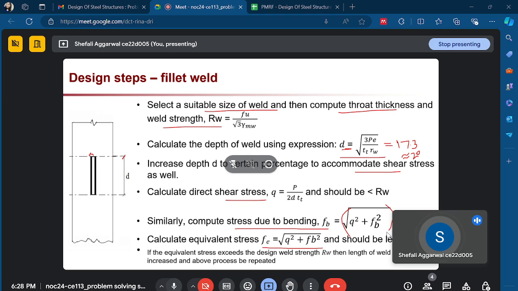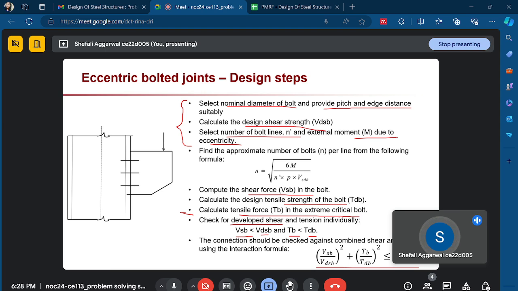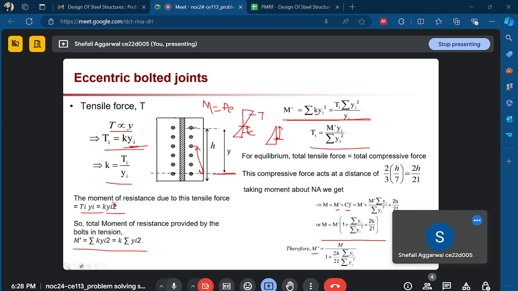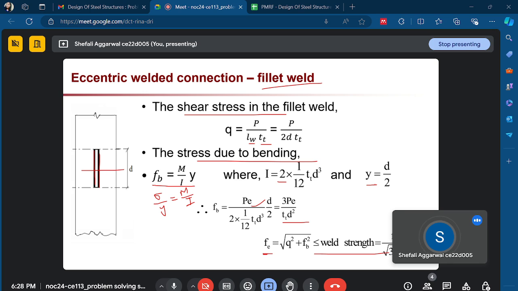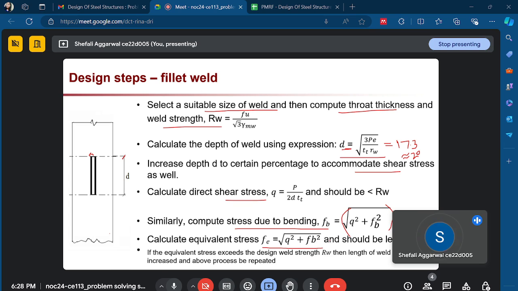Okay. So stresses due to bending, we can calculate in the same way as we have calculated in this case. Here we have calculated the stresses due to bending, M upon I into y, which was coming as 3Pe upon t d square. So this value will be 3Pe upon t into d square. Okay. And our equivalent stress will be given by under root q square plus fb square.